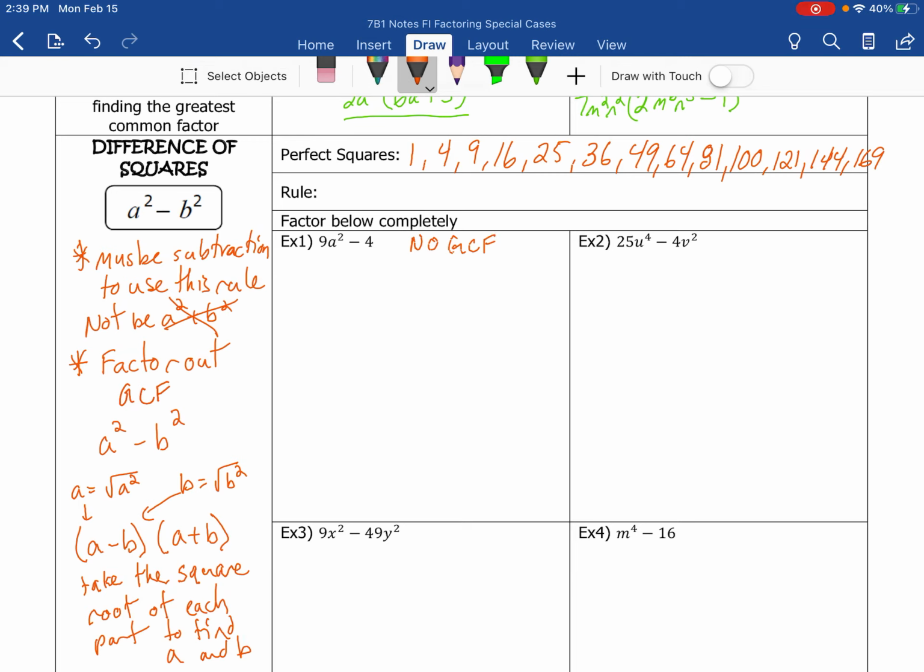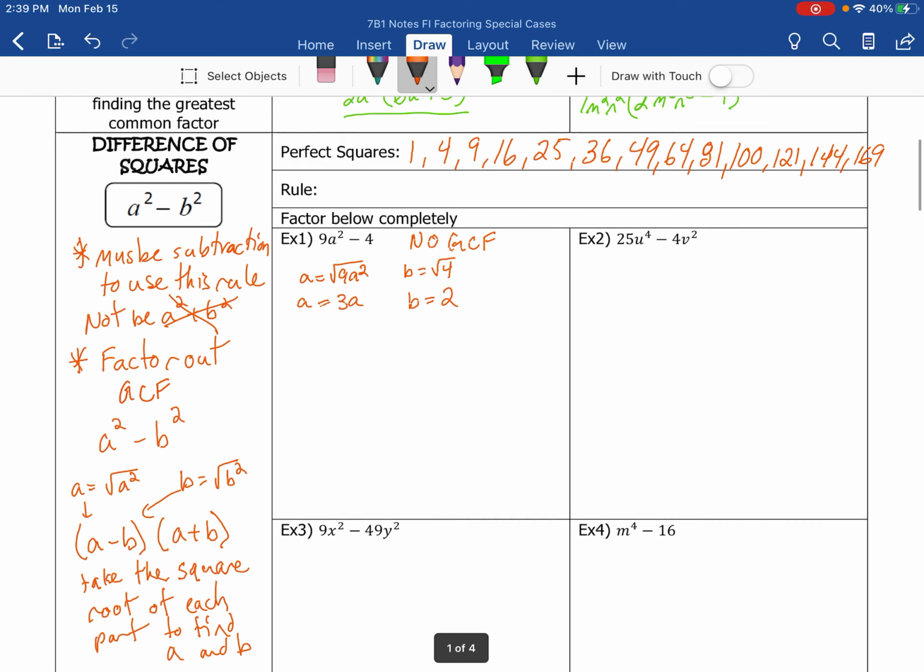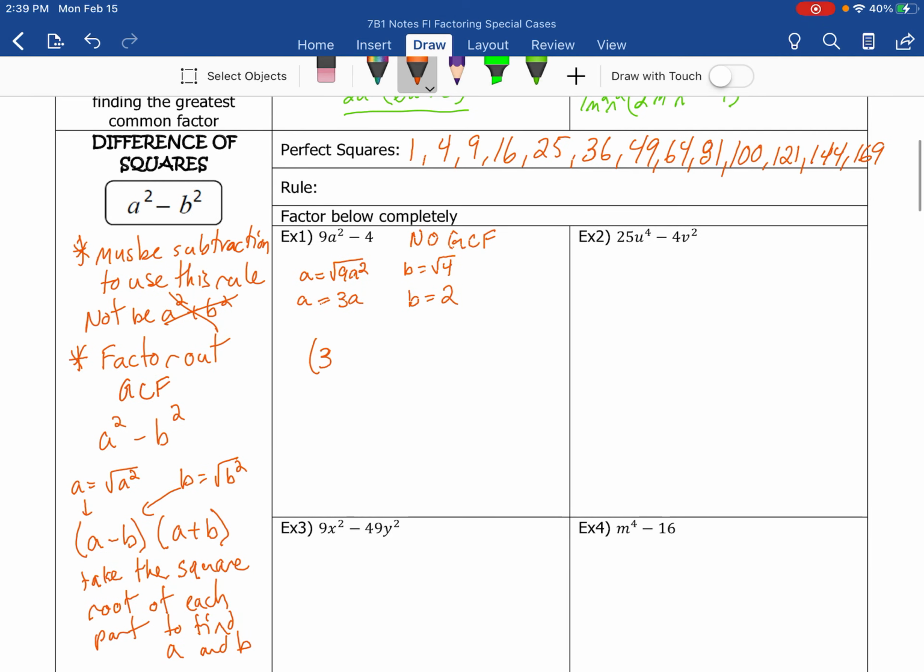So for this one, first thing, I look at 9 and 4, there is no GCF. So the next thing I say is my a term is going to be the square root of 9a squared, and my b term is going to be the square root of 4. So a is going to be 3a, and b is going to be 2. So the factored form of this is going to be 3a plus 2 times 3a minus 2.